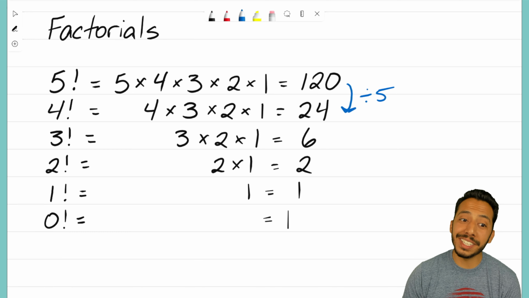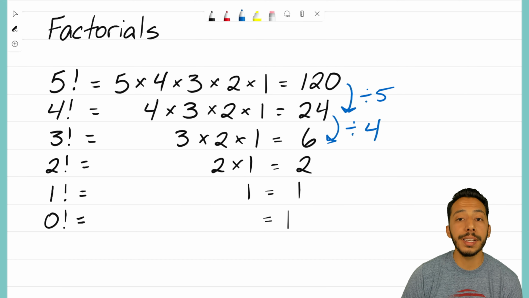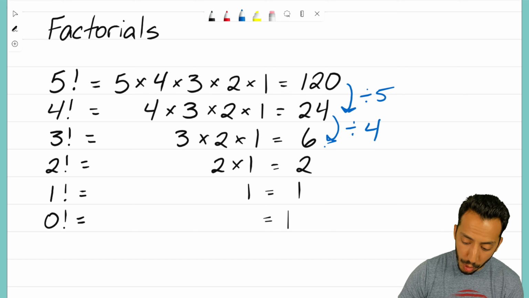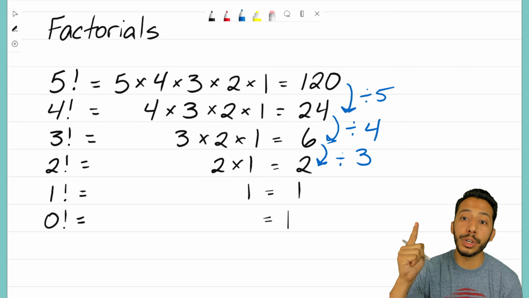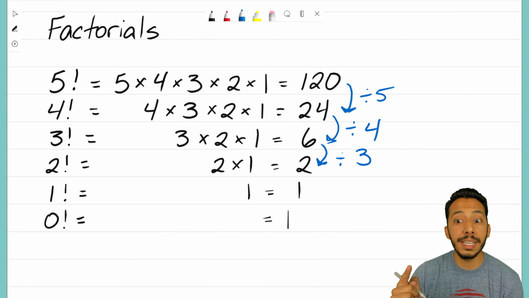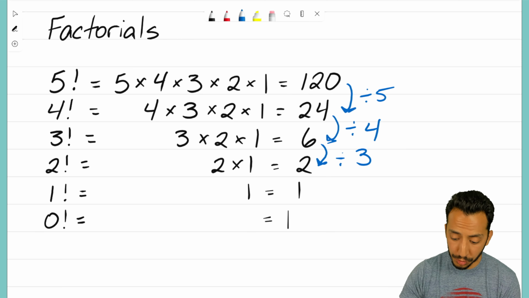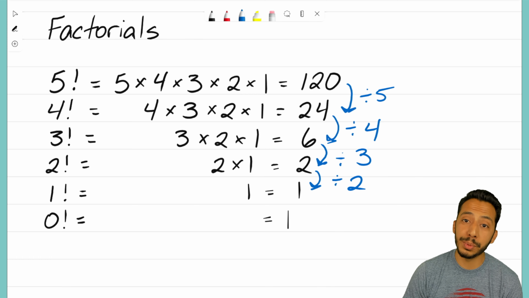Okay? And now look at this. When I go from 4 factorial to 3 factorial, the pattern there is going to be dividing by 4. Right? 24 divided by 4 gives you 6. If I'm going from 3 factorial to 2 factorial, I think what we're doing there is dividing by 3. Notice that as I move down from one factorial to the next, I'm dividing by a number, and that number keeps decreasing by 1. So 5 goes to 4, goes to 3. Well, look, if I'm going from 2 to 1, I'm dividing by 2.